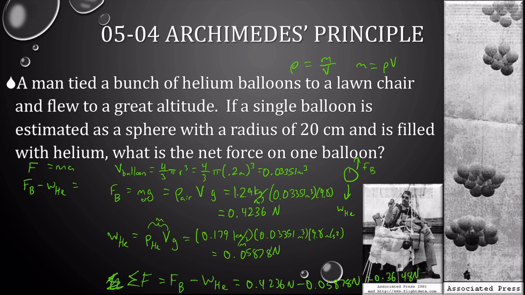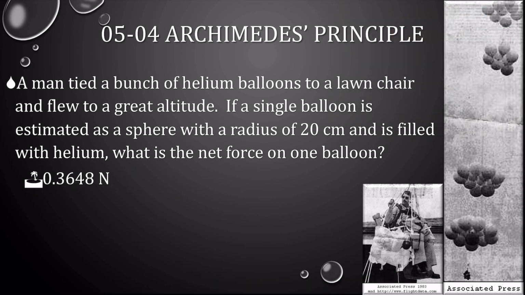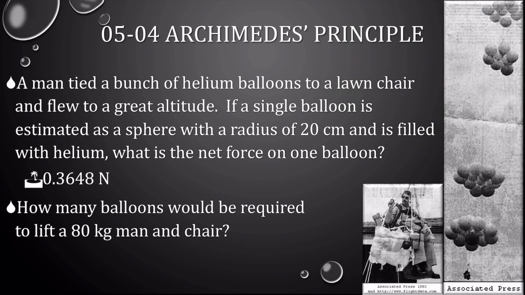All right, I'm going to erase this. How many balloons would be required to lift a man and a chair? Well, now we've got, so we sit in the chair. So we have all these balloons, so it's the buoyant force times all the balloons. So we'd have to multiply it by x, x being the number of balloons. And we have his weight downwards.